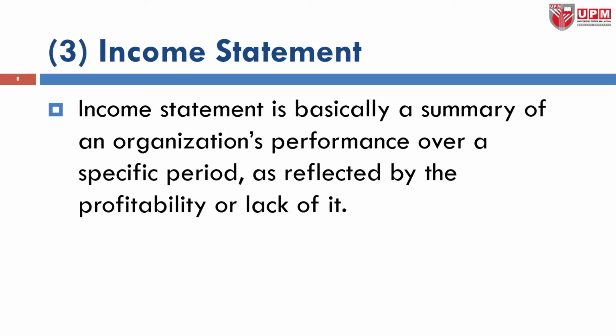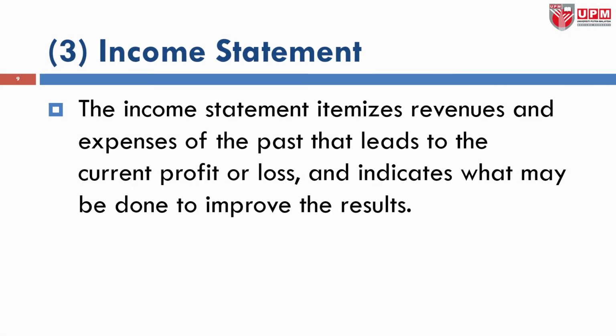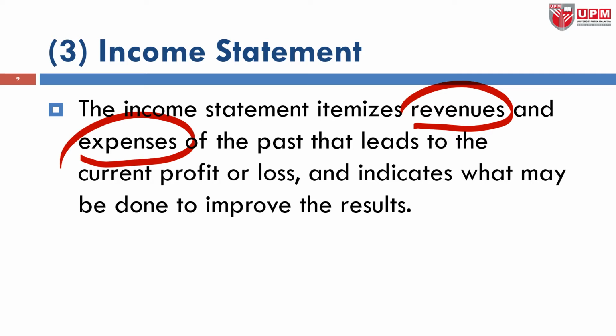Income statement is basically a summary of the organization's performance over a specific period of time, as reflected by the profitability or lack of it. The income statement itemizes revenues and expenses of the past that lead to the current profit and loss and indicates what may be done to improve the results. So income statement can be used for decision making.